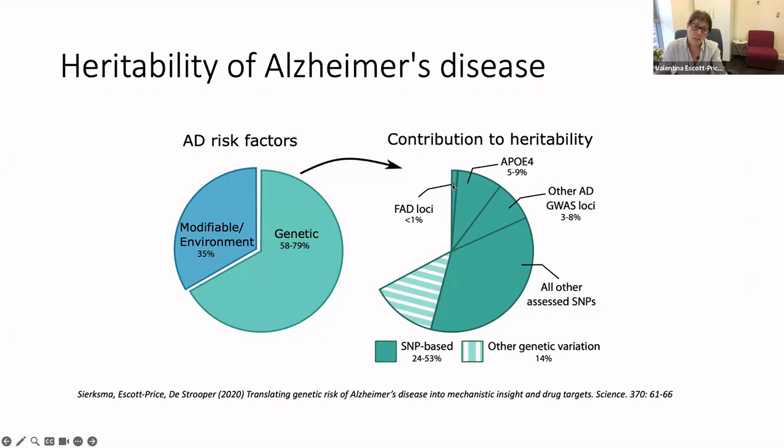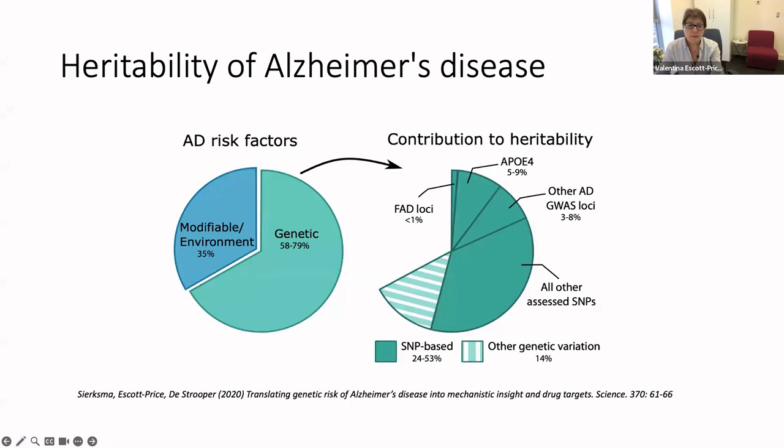Now let's look at genetics only. More than 1% of heritability is attributed to familial early onset Alzheimer's disease. We know that ApoE is the highest risk factor for late onset Alzheimer's disease, and it accounts for about 5 to 9% heritability from different studies. Genome-wide significant loci of smaller effect account for another 3 to 8%. And there is a big chunk of other SNP heritability, accounting for another 24 to 53%.